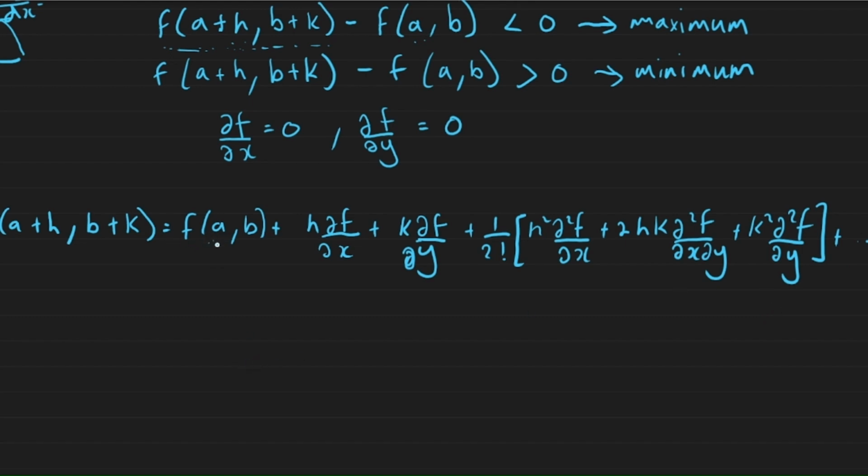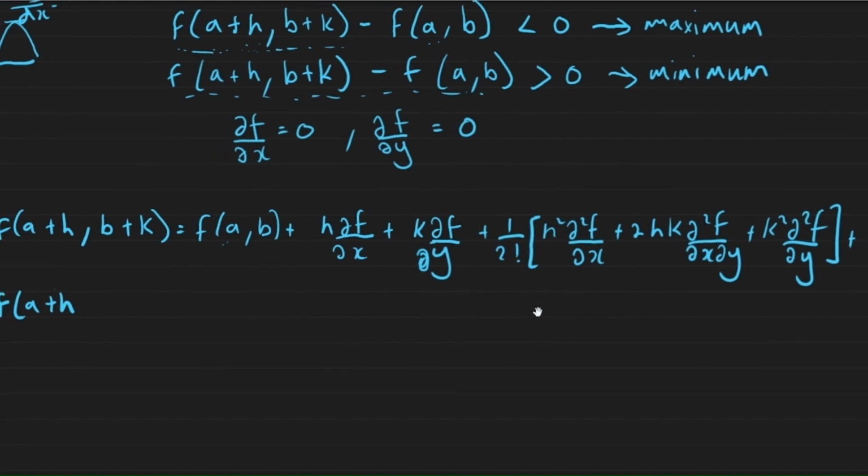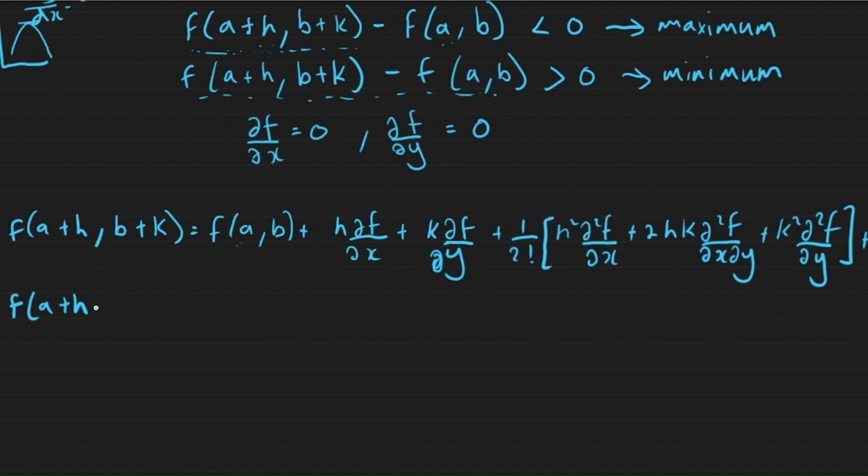So we're going to take this f(a,b) to the other side. We want to end up with this expression: f(a+h, b+k), and then taking this over to the other side, minus f(a,b), and this is equal to everything on the right hand side. However, we can do some simplifications here, or rather certain terms go to zero. We see that at the maximum and minimum, the first derivatives with respect to both x and y are equal to zero. So this term is equal to zero and that term is also equal to zero. What we're left with is this part of the expression.